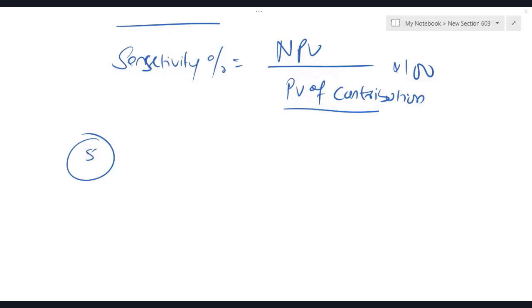Fifth one, if your examiner is asking you to apply sensitivity analysis on cost of capital, so how do we apply? It's very, very simple. Cost of capital. Obviously, if the cost of capital rises, then NPV becomes 0.